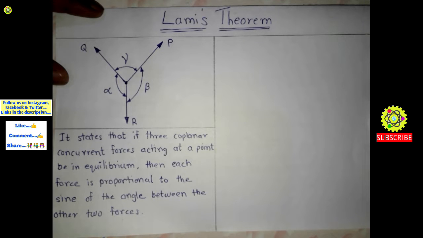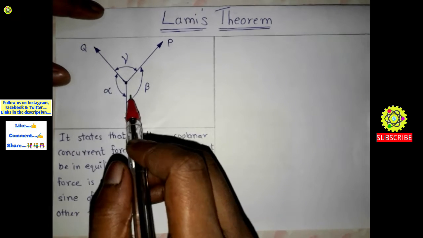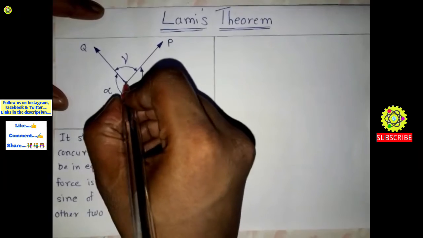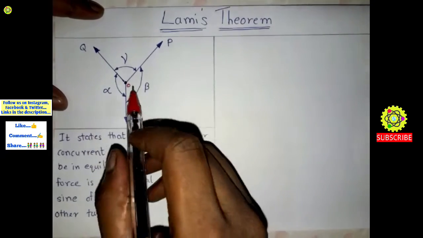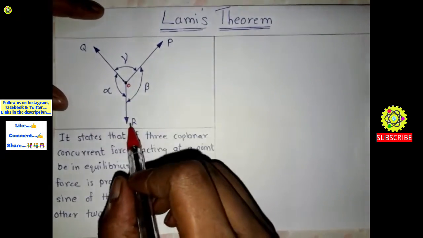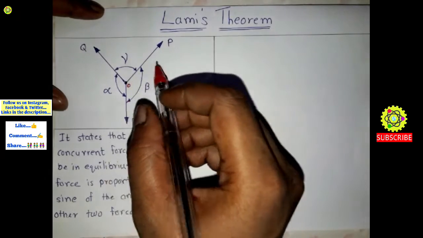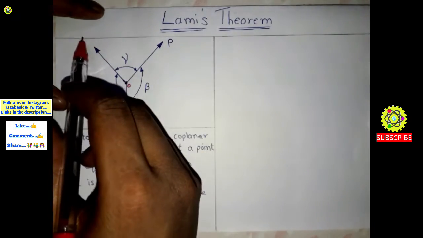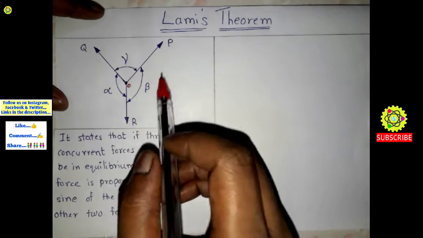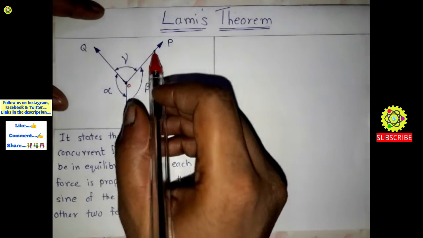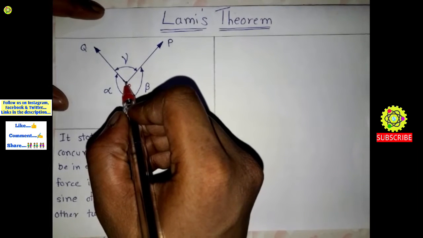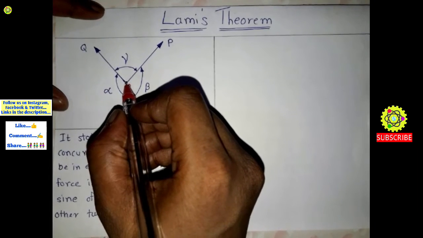Students, Lami's theorem is applicable when there are three equilibrium forces. These forces are coplanar forces, concurrent forces and non-parallel forces. See here in this diagram, this is the point. Suppose this point is point O. On this point there are three forces acting, and as you can see here, these forces are in the same plane. So these three forces are coplanar forces, and these three forces are acting at a single point, or we can call it on a single body.